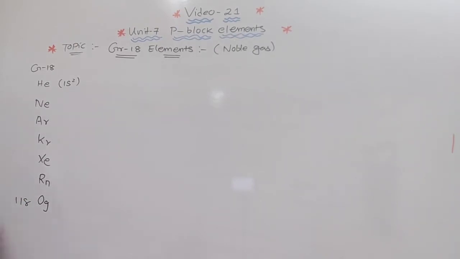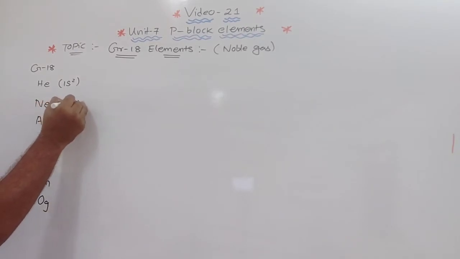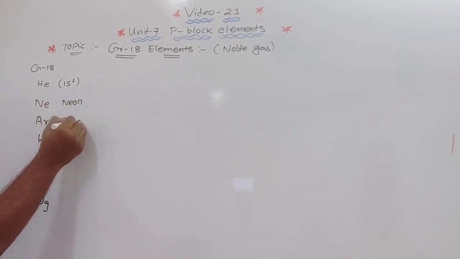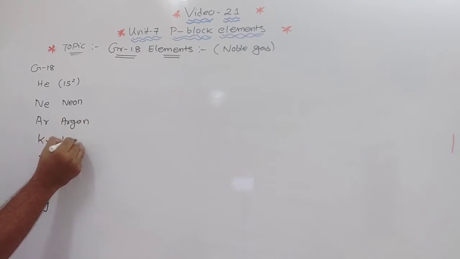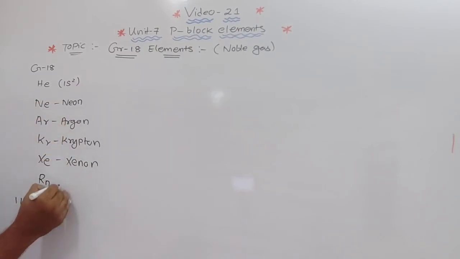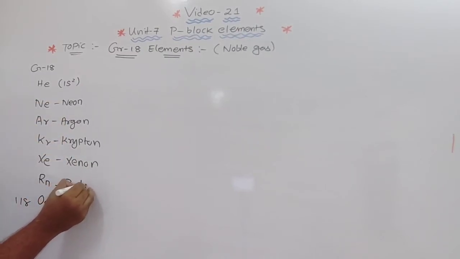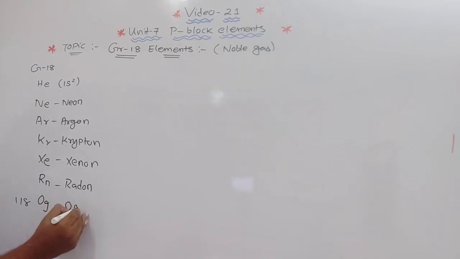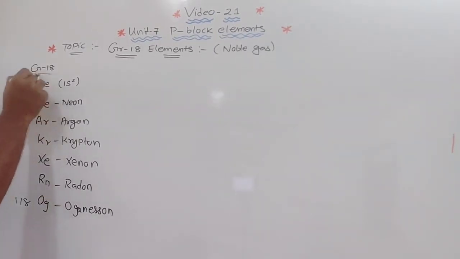So helium, neon, argon, krypton, xenon, these are the names, radon and oganesson. Clear? So this was being predicted, but now 119 elements are known. So these are group 18 elements.